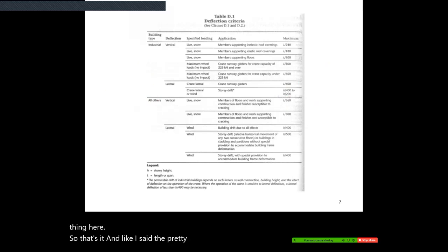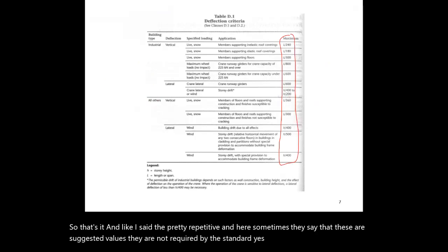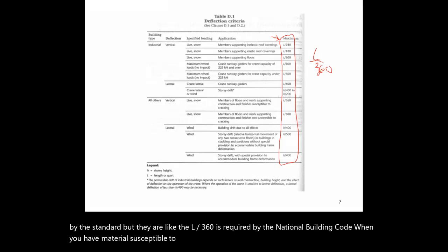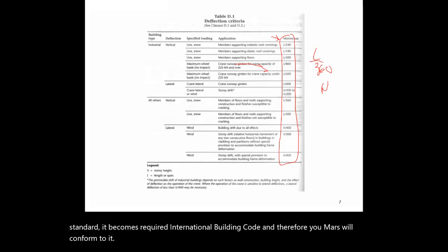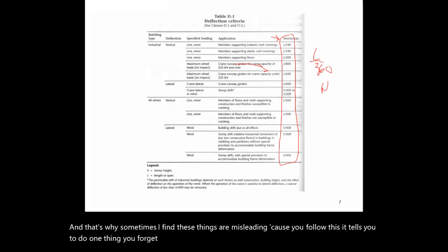And here, sometimes they say that these are suggested values. They're not required by the standard. Yes, that's true. They're not required by the standard, but the L over 360 is required by the National Building Code when you have materials susceptible to cracking. So even though it's not required in the standard, it becomes required in the National Building Code, and therefore you might as well conform to it. And that's why sometimes I find these things misleading, because you follow this, it tells you to do one thing, you forget what the National Building Code tells you to do, and something goes wrong, and all of a sudden you're going to get blamed for it.